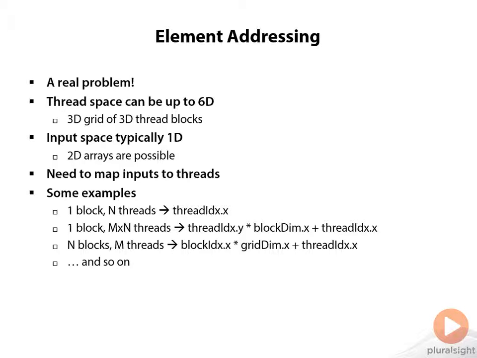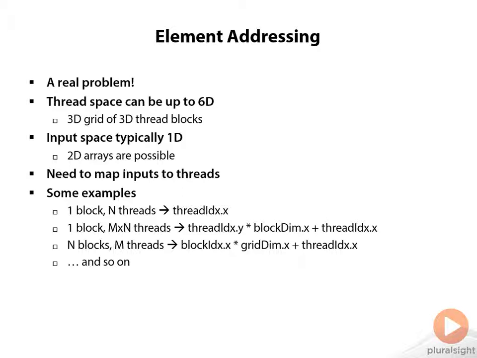Now imagine that you still have one block, but the block is 2-dimensional. So what you do now is you take the dimensions of the block, multiply them by the y-coordinate of the thread, and add the x-coordinate of the thread. So this is similar to the way that you would index into a 2D matrix if you had just the 1D array to deal with.